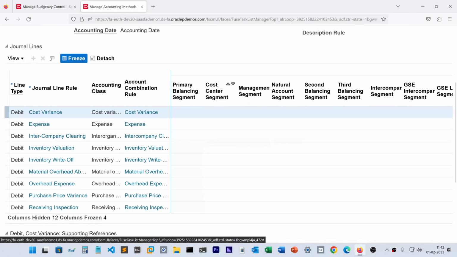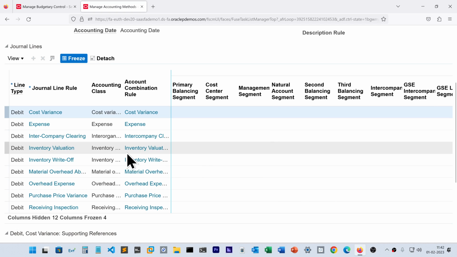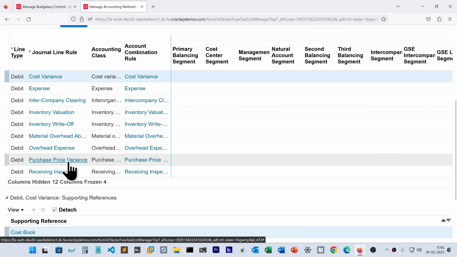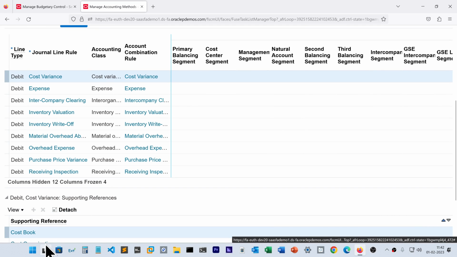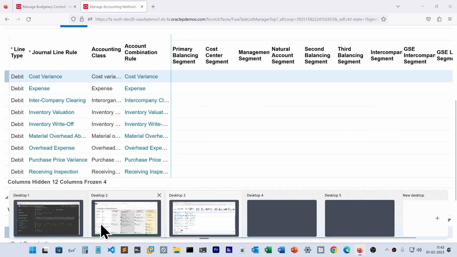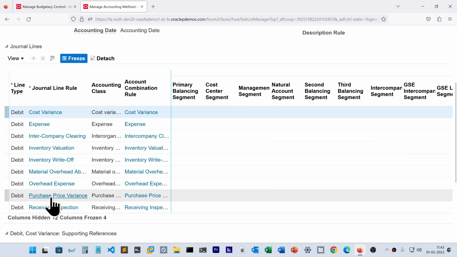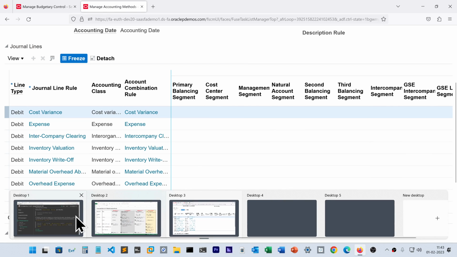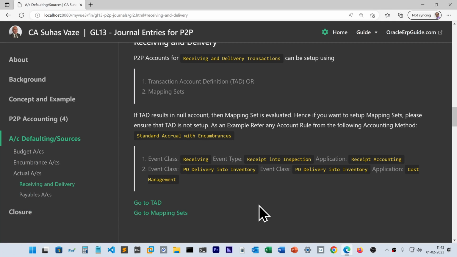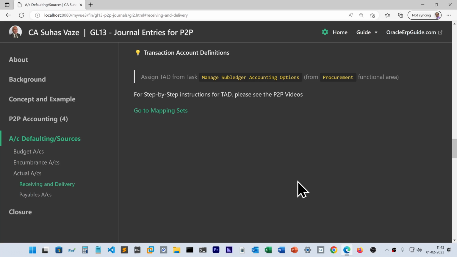Open it, and you can see different accounts needed for the accounting. You can see this purchase price variance getting reflected here in our entry for delivery, purchase price variance. So these relevant accounts will come into this particular rule set. These are also similar to the ones that we saw earlier. So this is how basically the accounts will be taken for doing the actual accounting. For defaulting the accounts, we can see the transaction account definitions.